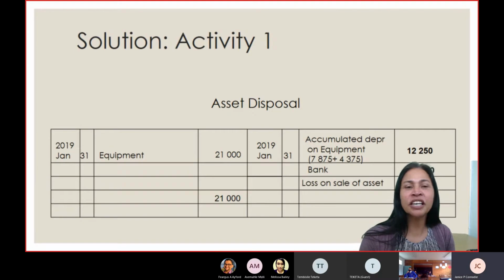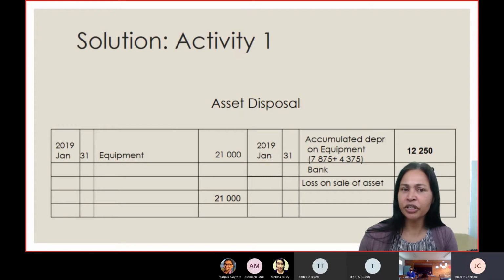We have a loss on the sale of an asset. Don't just write loss. The wording is loss on sale of asset or profit on sale of asset. It's important that you get used to the proper terminology and the accounts that are used in accounting as well. Right. So that completes our activity 1. Anything that I need to recap before we move on to our next part of the work?